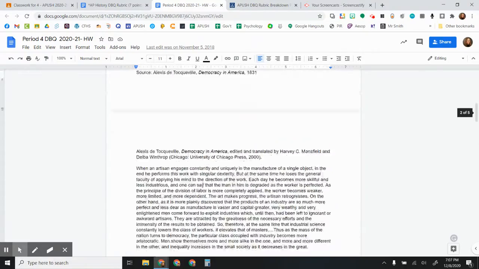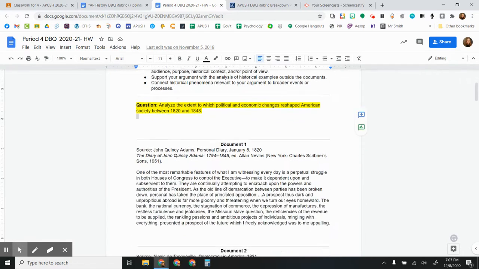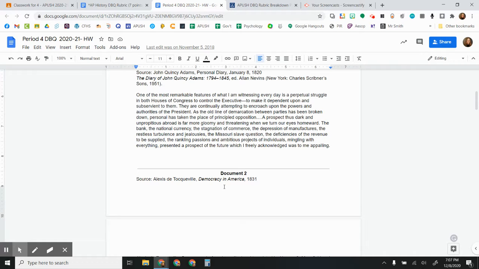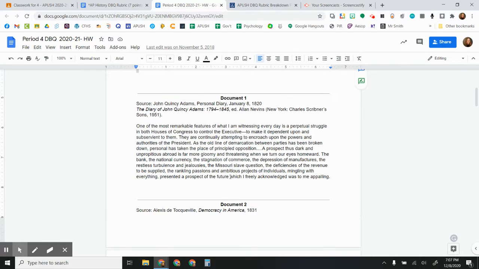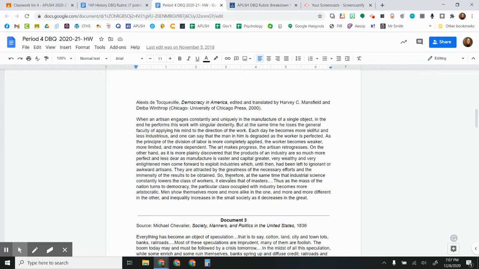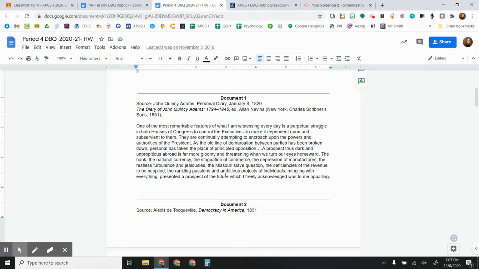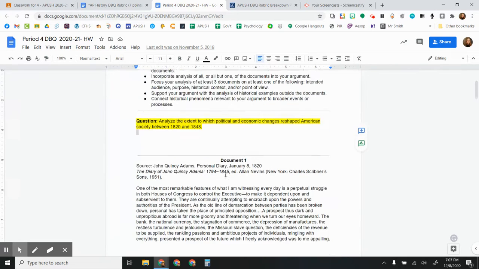And then, because you already have a couple categories up here, political and economic changes, you could now sort these. Which ones talk about political changes? Which ones talk about economic changes? And then you'll know where to use the different documents as evidence, or I should say support for your argument. If it has something to do with society, you might want to underline that or note that.